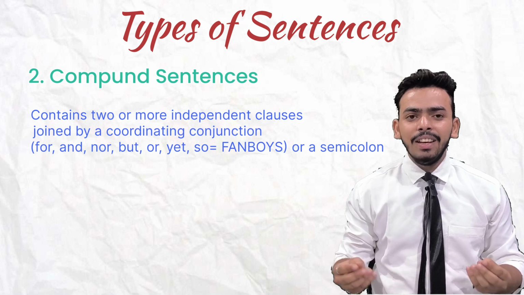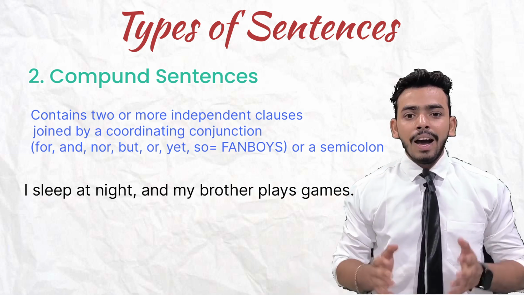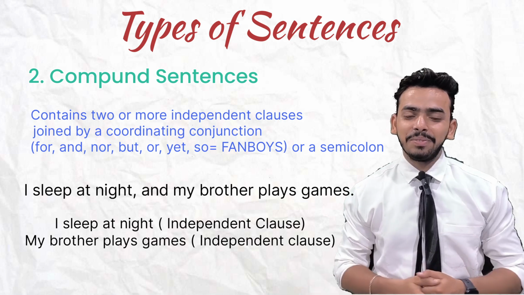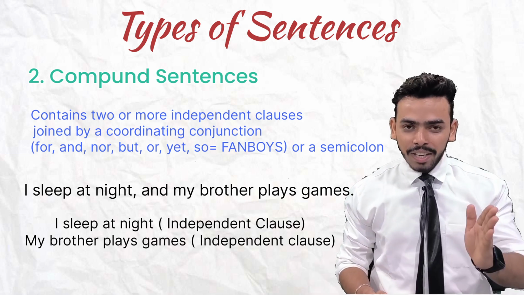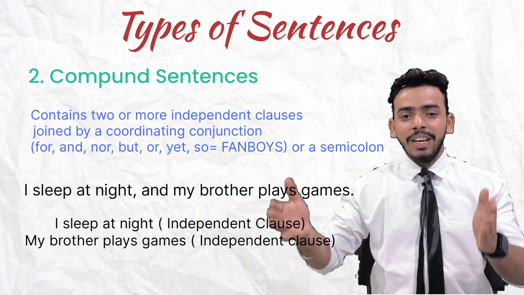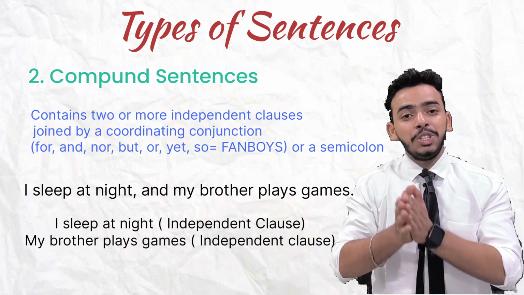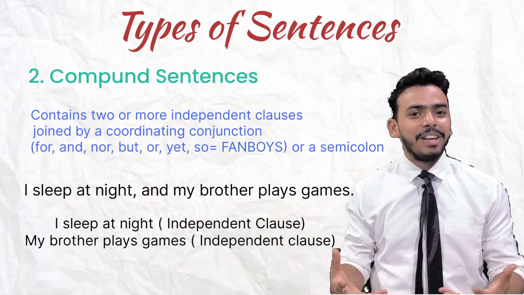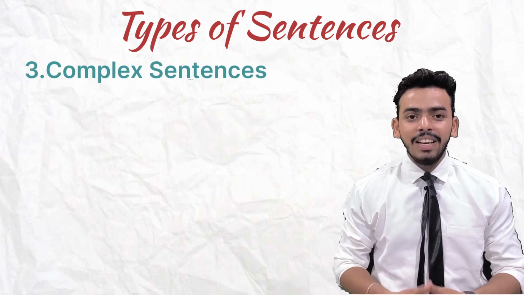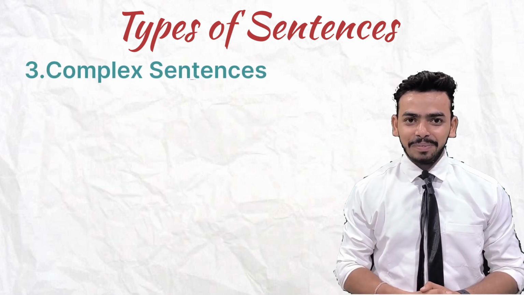Let's understand another example of it. I sleep at night and my brother plays games. I sleep at night is one independent clause. My brother plays games is another independent clause. Now these two clauses are connected, joined with the help of and, and it becomes a compound sentence. Let's understand the third, complex sentences.